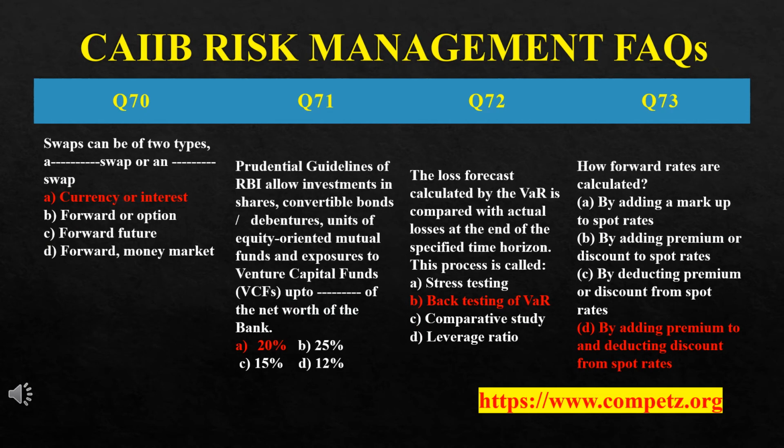Now see here, look at the question in this slide. Swaps can be of 2 types. Swaps can be of 2 types, a dash and a dash. There are options given here. You can see the options. The answer is A. Why? Because swaps can be of 2 types, a currency swap or an interest rate swap. So the answer is foreign currency swap.